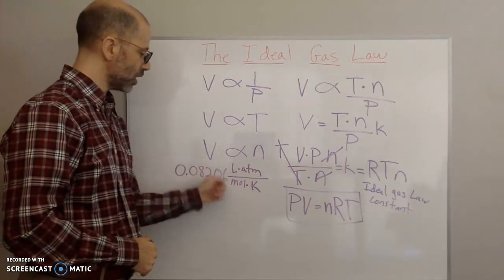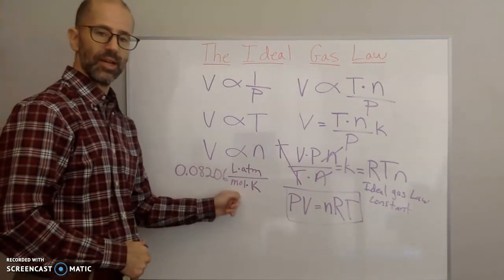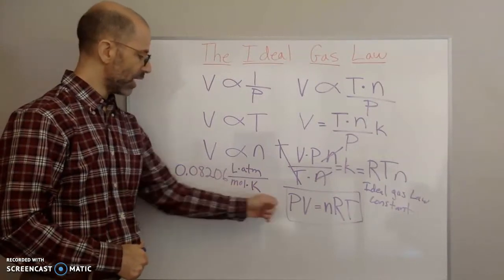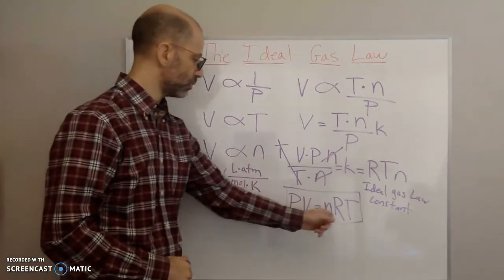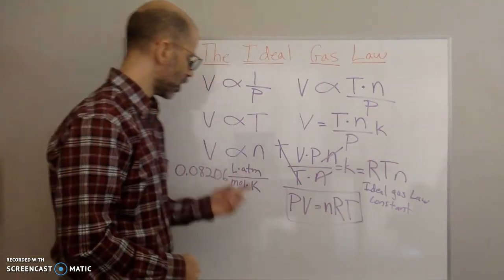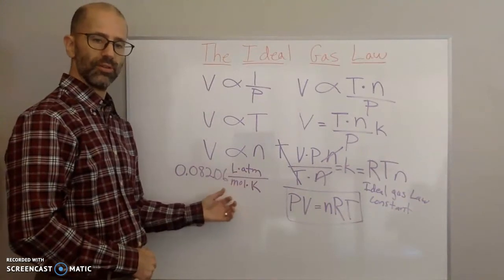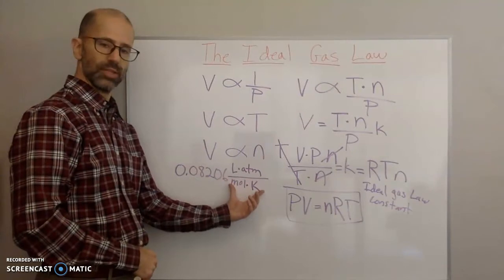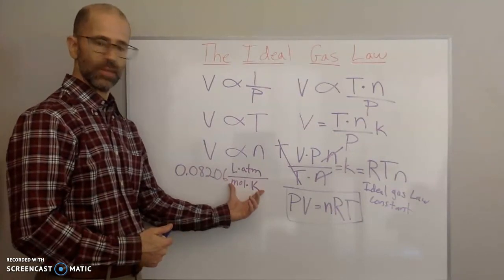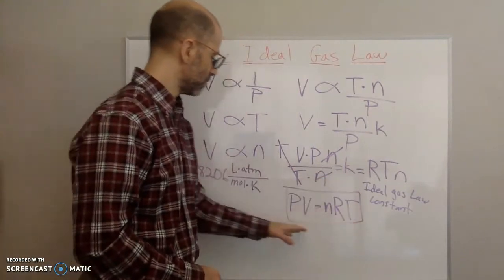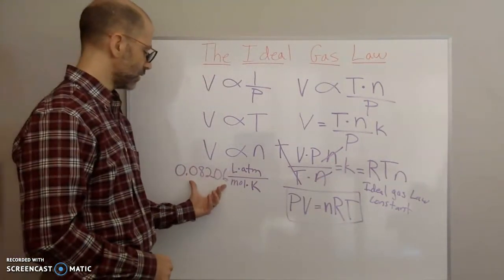If these are the units, then when you're using the ideal gas law, you have to make sure that your pressure, your volume, your amount of gas and your temperature are in these units. Otherwise, you're not going to cancel out the units here, and you're going to get the wrong answer. So be aware of that. This is the ideal gas law, and this is the ideal gas law constant.